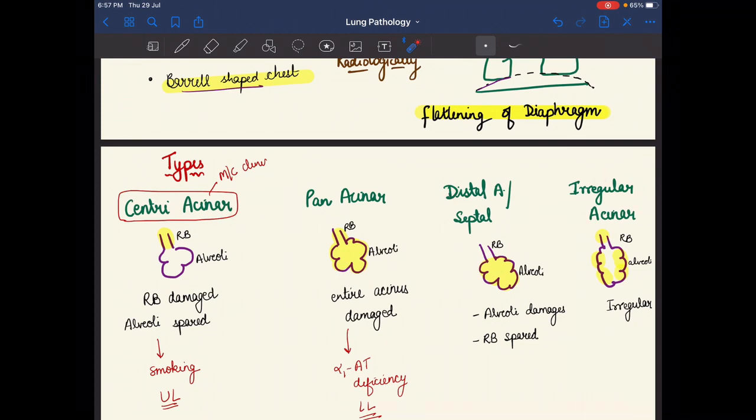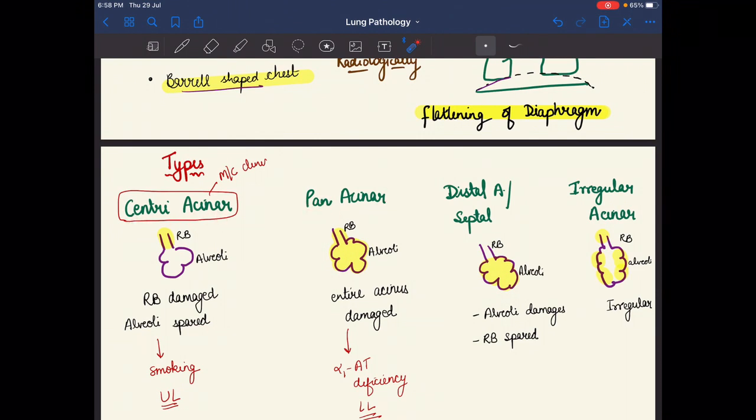So in centriacinar emphysema, as we know, the acinus is damaged. The acinus involves the respiratory bronchioles and the alveoli. If there is damage in the respiratory bronchioles, then it is centriacinar. Respiratory bronchioles are damaged and the alveoli are spared, so it is centriacinar.